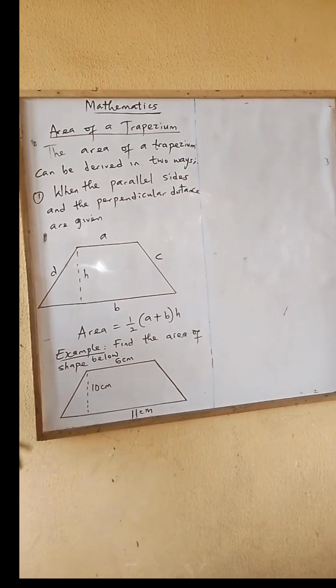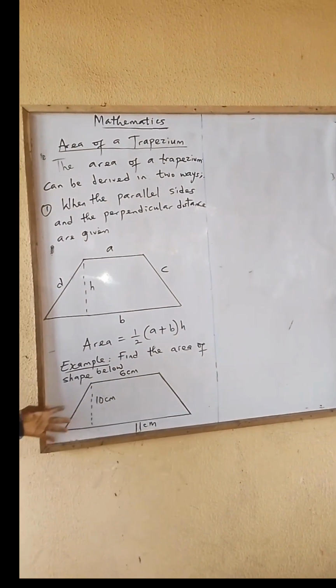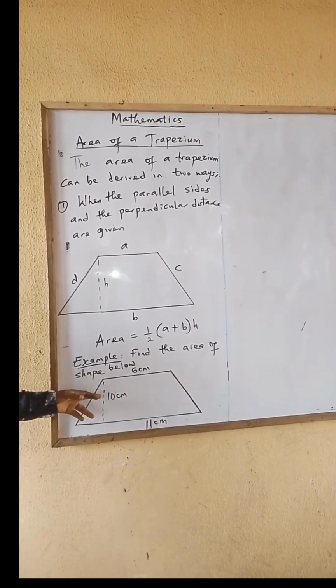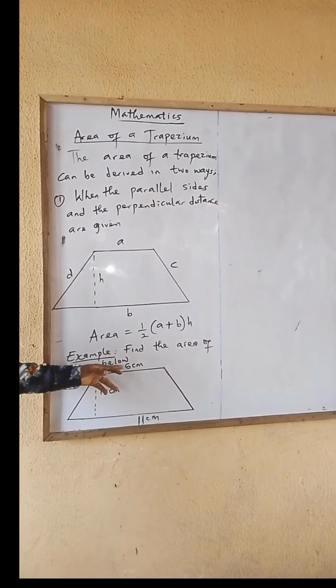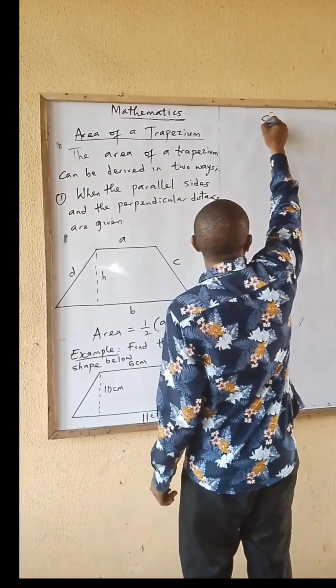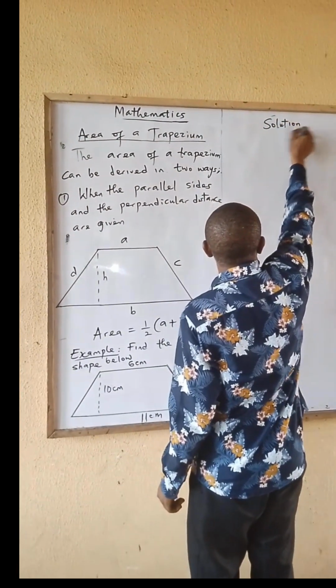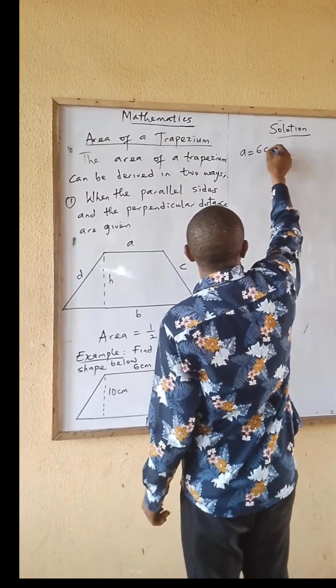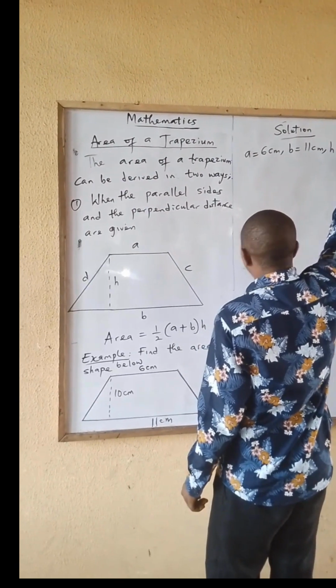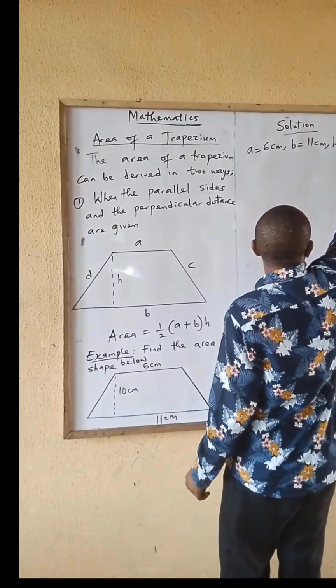So let's solve this example. Find the area of the shape below. This is a trapezium. The height here is 10 centimeters, while the parallel sides are 6 centimeters and 11 centimeters. Let's solve this question. a is 6 centimeters and b is 11 centimeters, while our height is 10 centimeters.